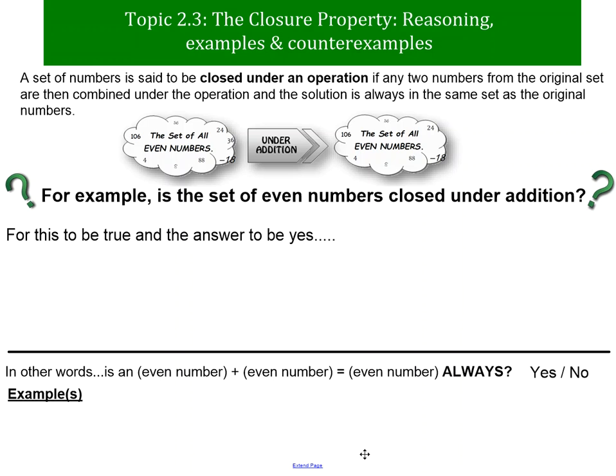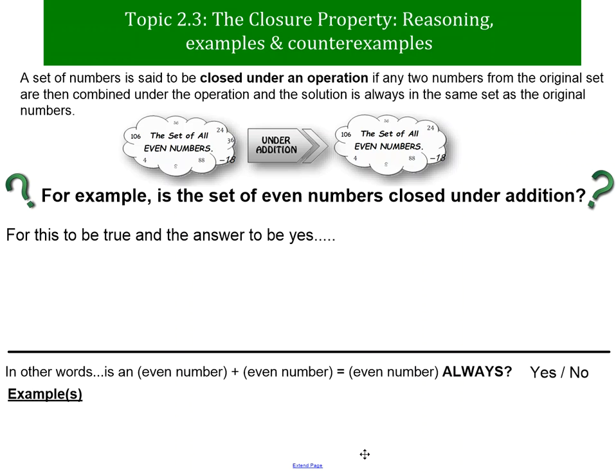Okay, so what does that mean? So you need a set of numbers. That's just a group of mathematical objects that have a description. In this case, in this first example, our set is even numbers. 2, 4, 6, 8, 10, 12, etc. But also negative even numbers, -2, -4, etc. You have an operation, addition. So what you're doing is you're saying, okay, is this set closed under the operation or not? So in this example, is the set of even numbers closed under addition?